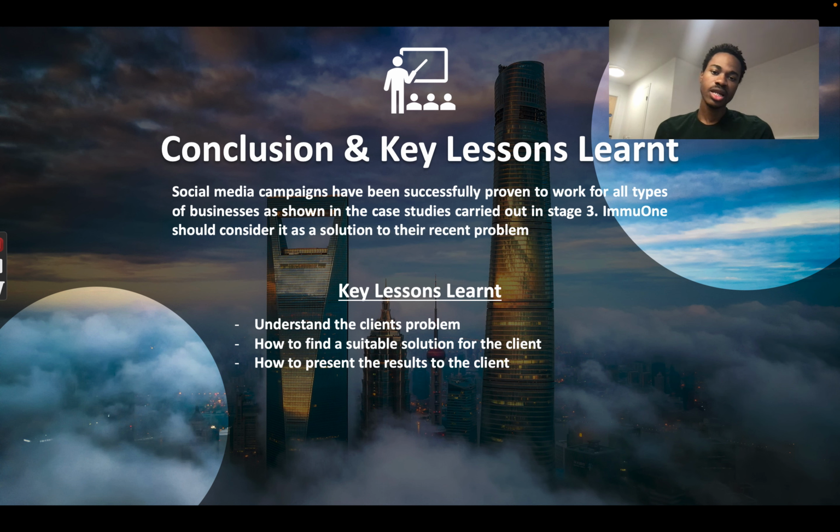So I would say that the key lesson I learned is to understand my client and what they wanted, and how to find a suitable solution for the client. That implies my research. There's so much information out there, but the truth is we need to drill down and find what exactly is needed for my client. And I was able to find case studies my client needed, information that my client needed, and I was able to show that these are the ways that things are done, and you need to adopt this.